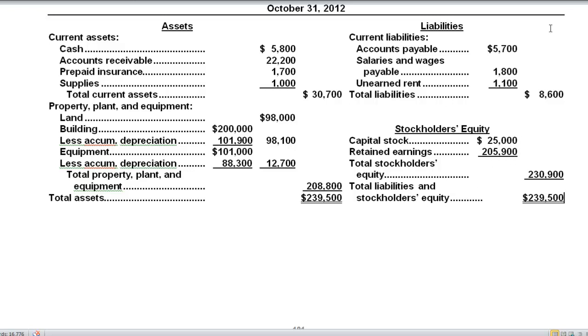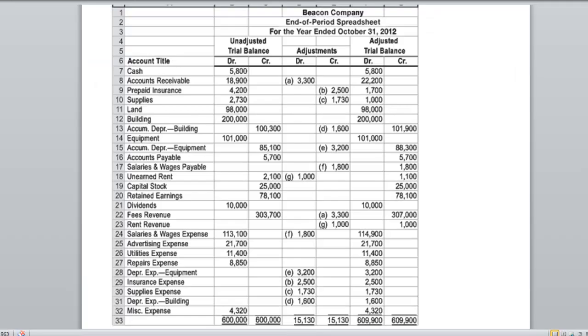Now, by the way, we're getting all these figures from the adjusted section, the adjusted trial balance. Let's take a look back at that. Okay, see, here's capital stock, right? And we take this figure, and these numbers here are what we use to prepare those financial statements. Okay?